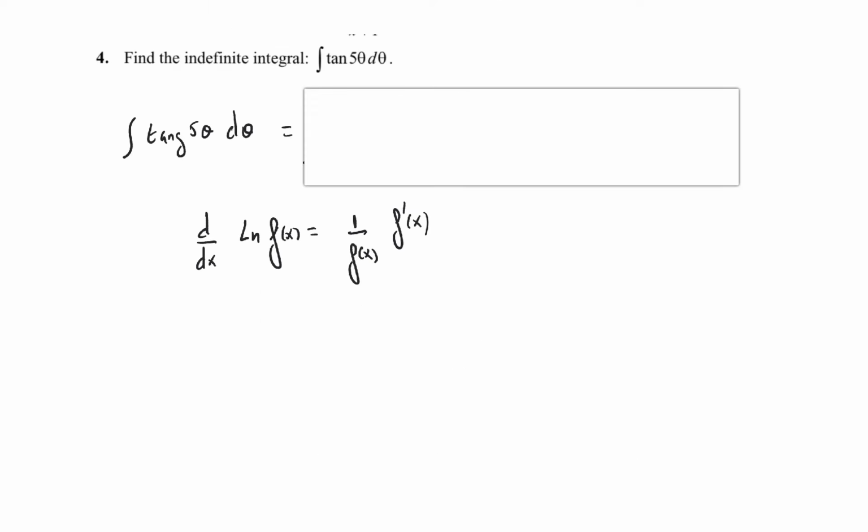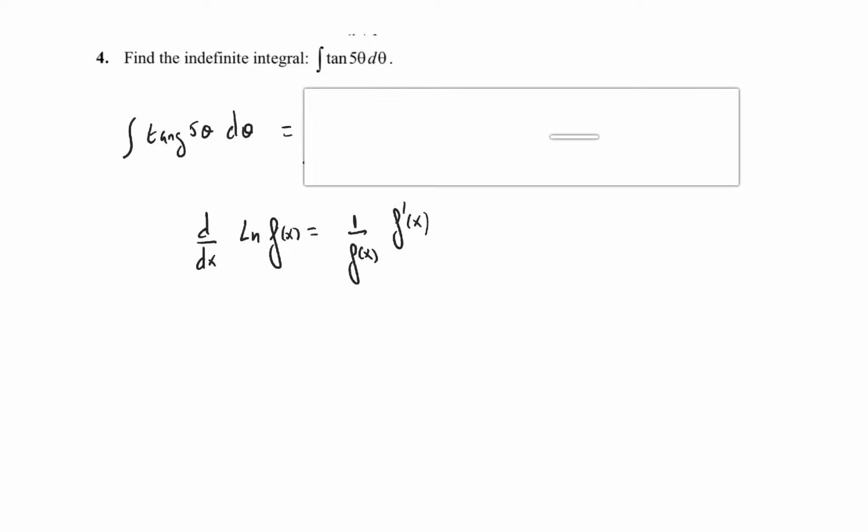Now, the following problem is to find the integral of tangent of 5 theta d theta. Well, tangent of 5 theta is sine of 5 theta divided by cosine of 5 theta. Cosine of 5 theta is in the denominator. So it's 1 divided by the function, by the derivative of the function, that is sine. The derivative of cosine is sine. So this looks like a logarithm. So let's do it.